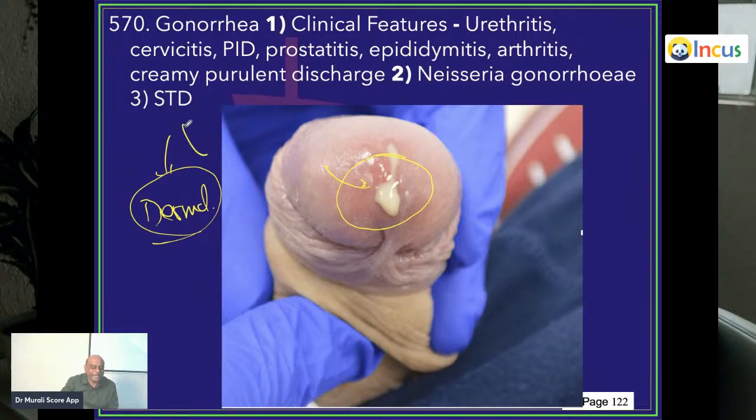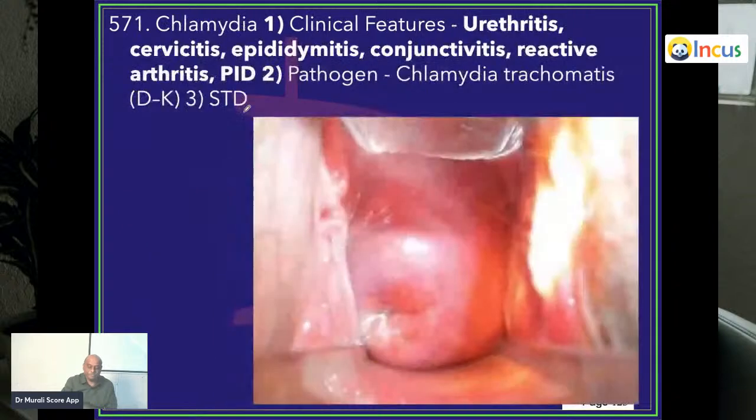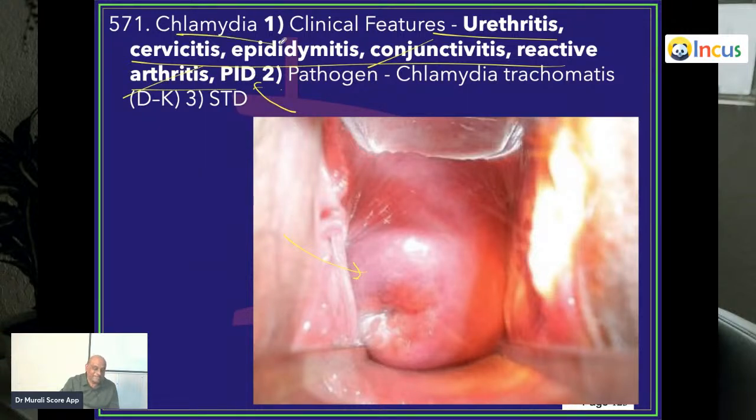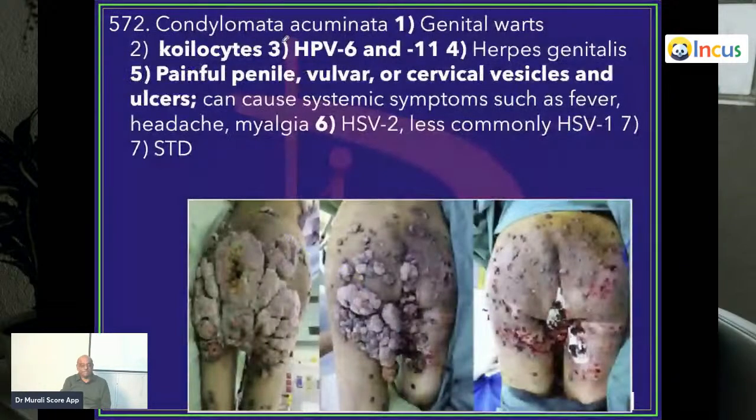Neisseria gonorrhoeae. It is also an STD. Then chlamydia. Chlamydia is urethritis, cervicitis, epididymitis, conjunctivitis, reactive arthritis, and pelvic inflammatory disease, full. It gets a seat in gynecology, obstetrics, ophthalmology, rheumatology, and orthopedics also is chlamydia. NEET PG topper. Then Chlamydia trachomatis, sexually transmitted.